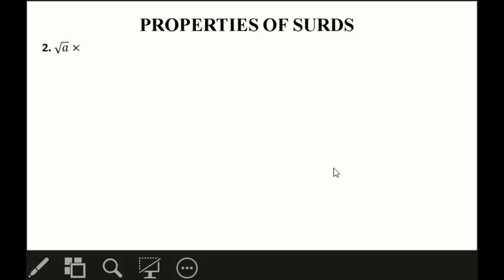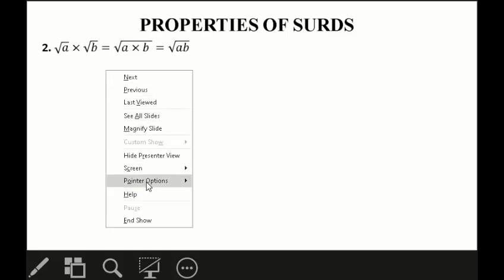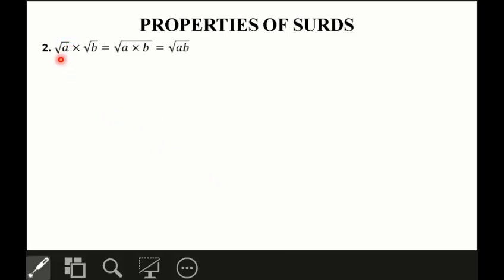Now let's move on to property number 2. We have the root of A times the root of B. When you have root A times root B like this, we can express it as a bigger square root like this. Then we multiply the two numbers under the square root together as A times B. So we multiply A and B and we put it under one square root. And A times B will give us the root of what? AB.